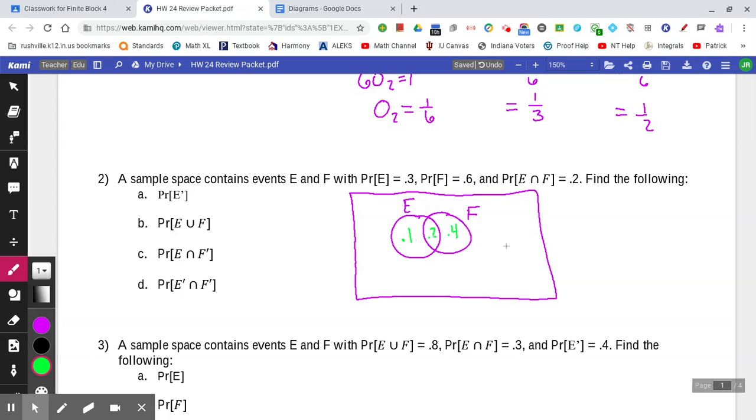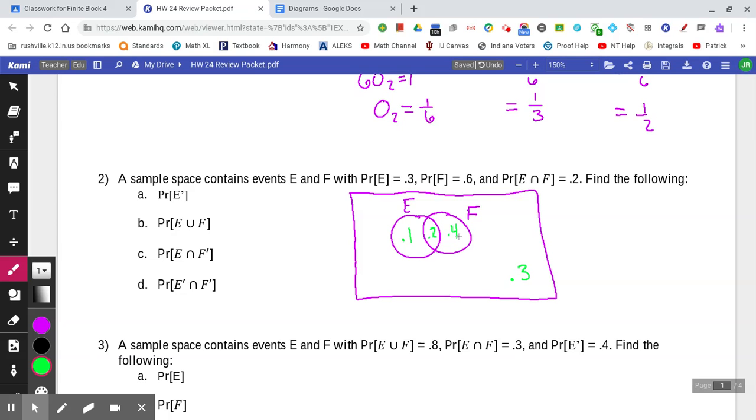So if we know what these are, then that means outside of these events is going to be 1 minus 0.1 minus 0.2 minus 0.4. This all sums to 0.7, which means on the outside we're going to have 0.3. So now we answer our questions based off of everything that we have established over here. So the probability of not E, well, E is in the circle. So not E is what's going to be on the outside of it.